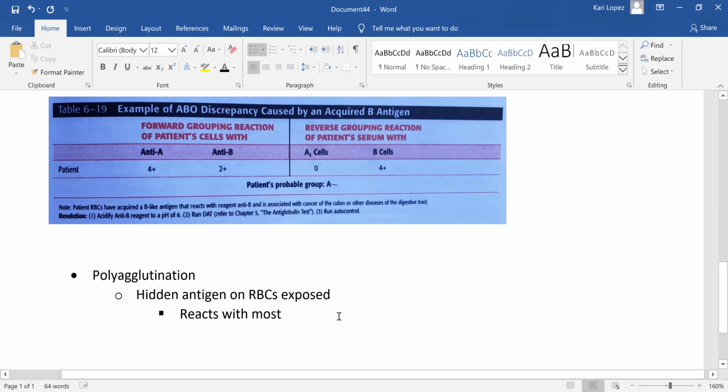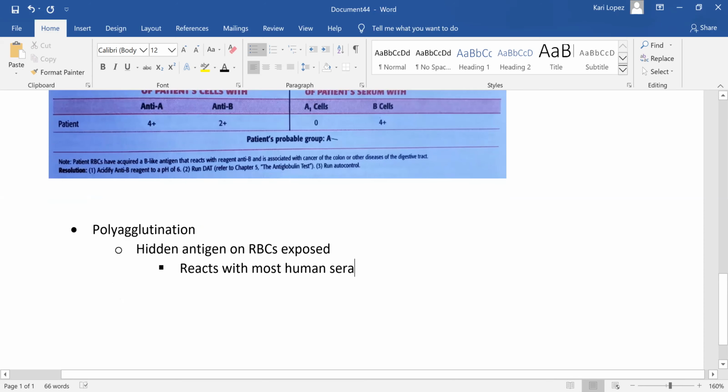So it reacts with most human sera, your polyagglutinated cells.